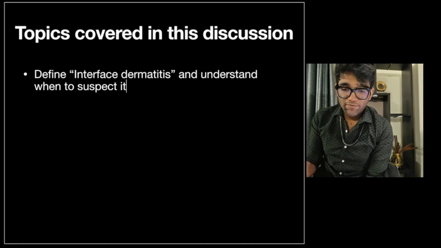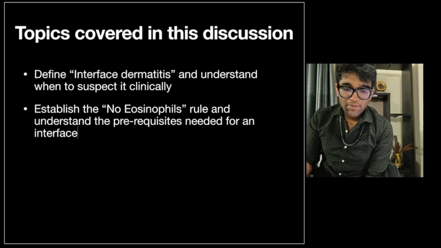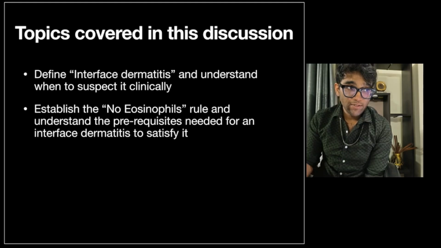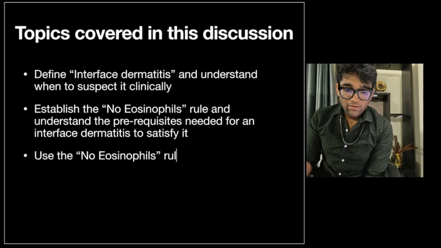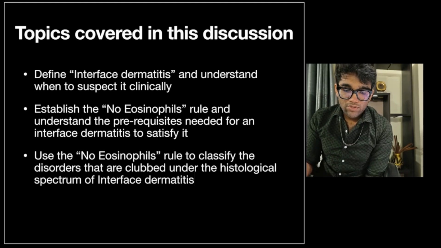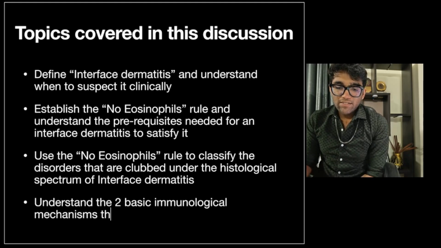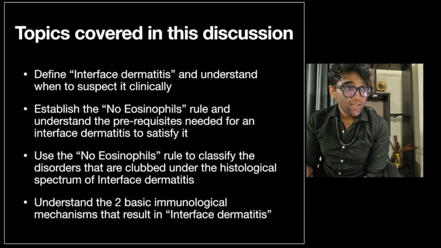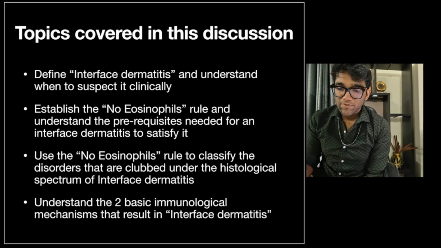First, we'll define what is interface dermatitis and understand when it is to be clinically suspected. Second, we're going to establish the no eosinophils rule and understand the prerequisites needed for interface dermatitis to satisfy it. Then we'll use the no eosinophil rule to classify the disorders that are clubbed under the histological spectrum of interface dermatitis. And finally, we'll understand the two basic immunological mechanisms that result in interface dermatitis.